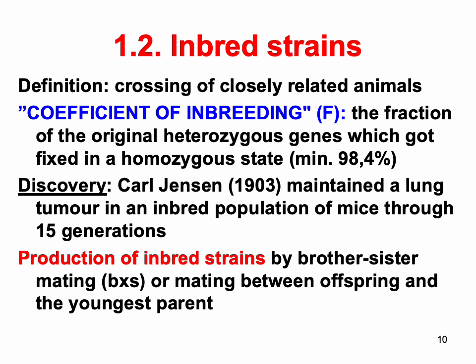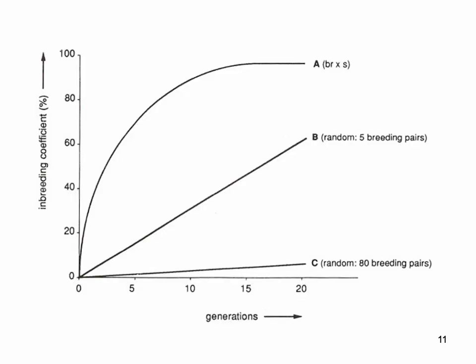The inbred strains mean that the coefficient of inbreeding is very high, close to 100%. This coefficient of inbreeding, or F value, is the fraction of the original heterozygous genes which got fixed in a homozygous state during the brother-sister mating. Here you can see a graph about it.